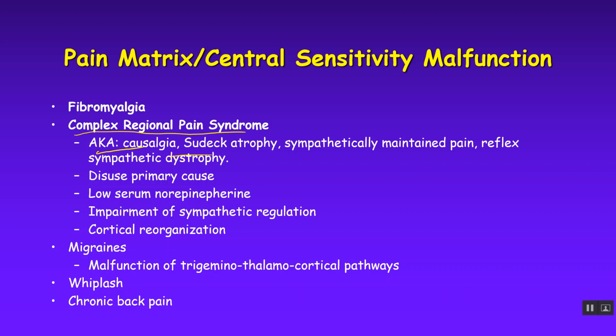Migraines, we're not going to go into migraines, it's a very complex area, but migraines are malfunction of the trigeminal thalamocortical pathways. So the involvement of any of those pathways between your face, head, and neck is a dysfunction in those and their integration. Your book also mentioned whiplash and chronic back pain fit under this pain matrix, central sensitivity malfunction, as common chronic pain syndromes.